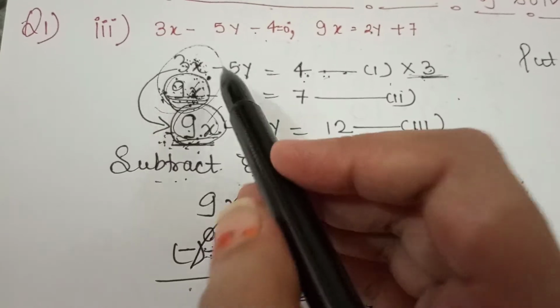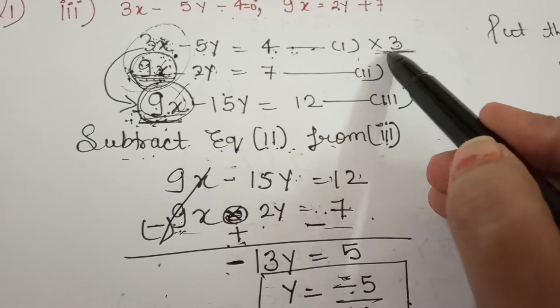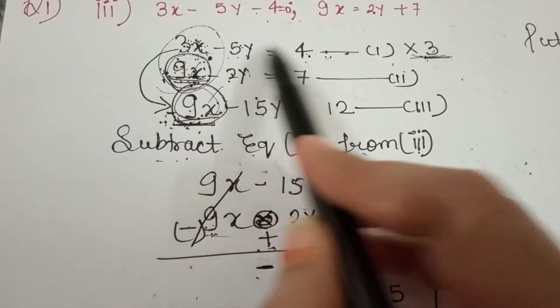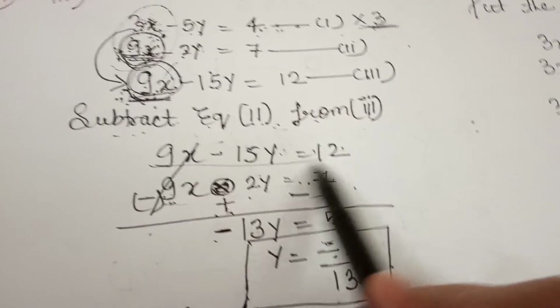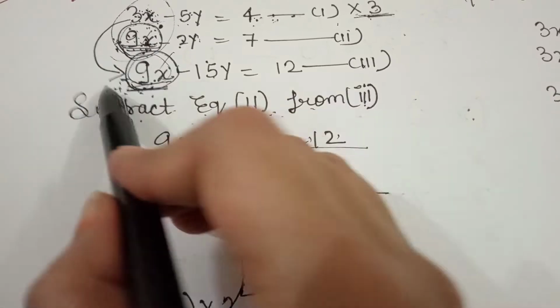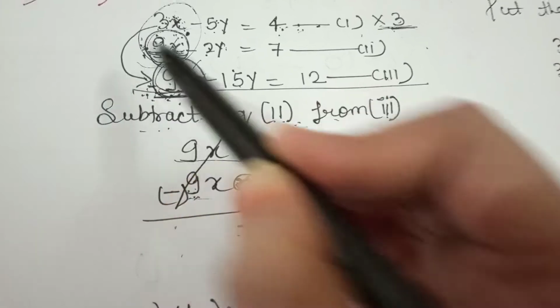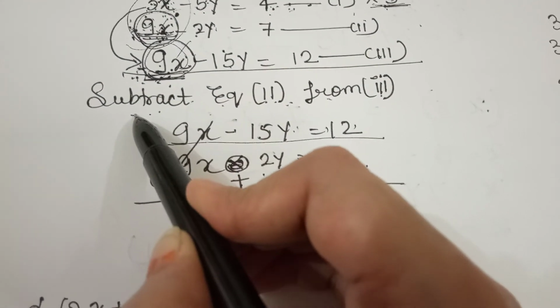So next step is that you multiply by 3 in equation 1. When you multiply, you need to multiply by 3 in all the terms. Then you will get a new equation. This is equation third. Okay, now according to the sign, you see whether you have to subtract or add.